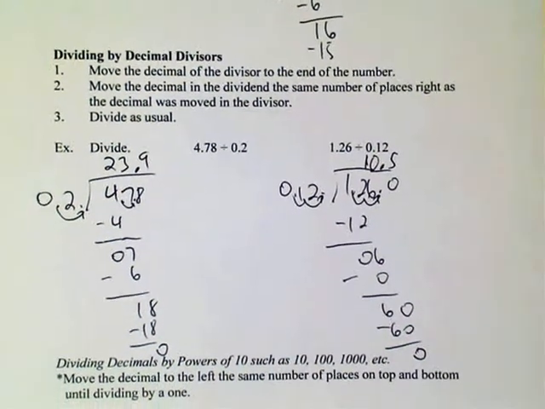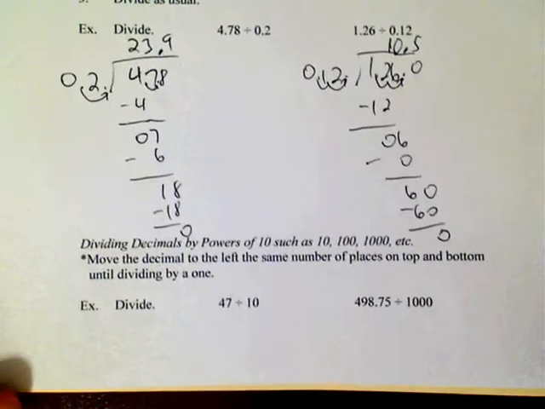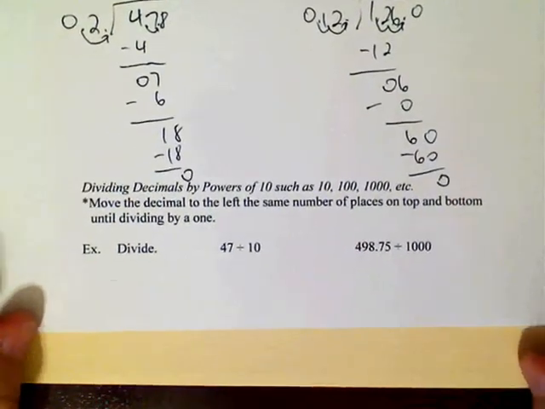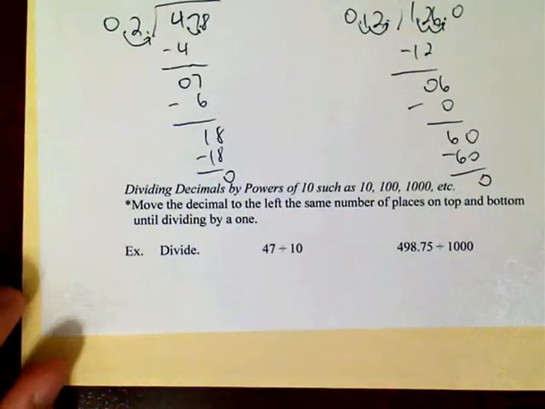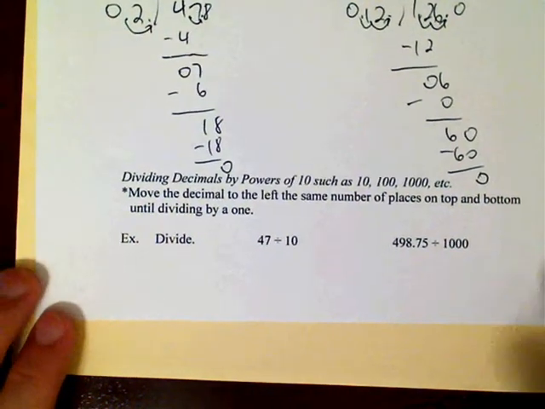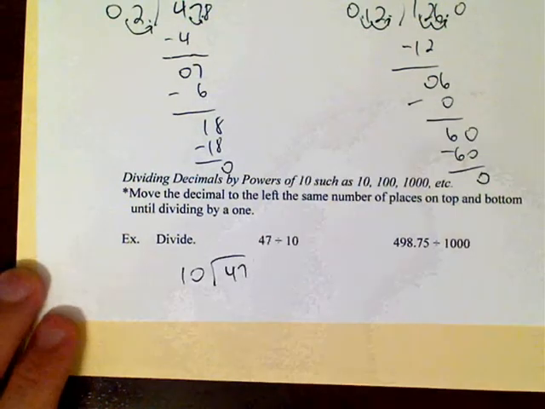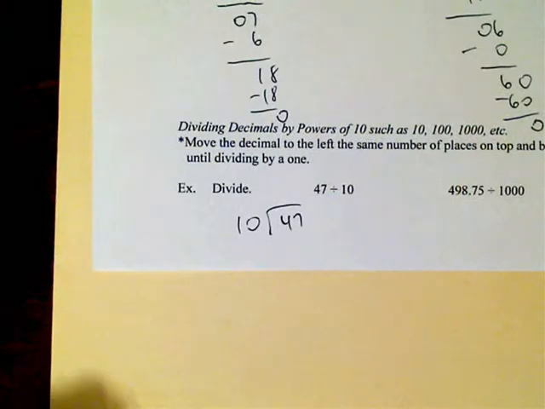Let's do this last example. Division by powers of 10, and then we're going to expand it to show you that there may be some faster ways to divide these numbers. I'm going to do 47 divided by 10 the long way, long division. And so here we go. This is going to take a little bit of work.